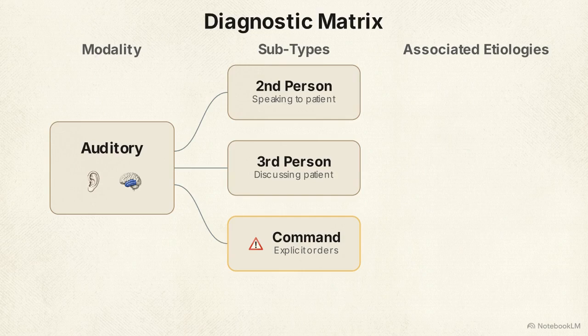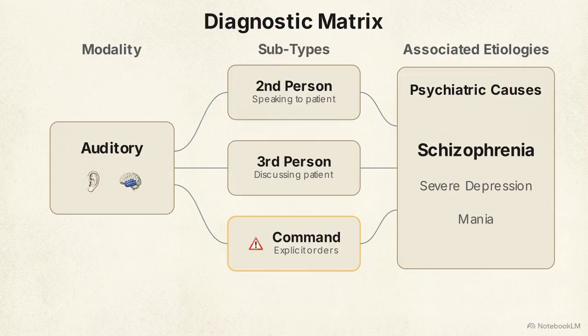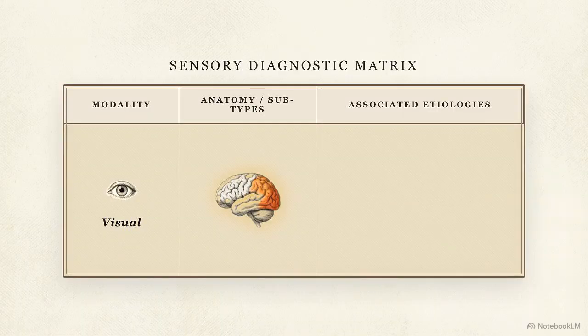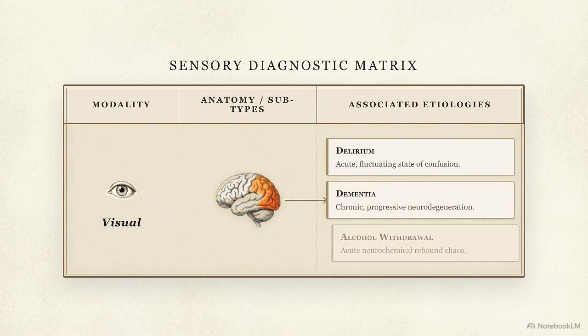This elevates the presentation to an immediate psychiatric emergency, requiring strict safety and containment protocols to prevent the patient from executing the command. Structurally, the entire auditory modality correlates heavily with severe psychiatric disorders. It is the hallmark symptom of schizophrenia, though it frequently presents in cases of severe major depression with psychotic features and acute mania. When a patient reports hearing voices, the initial assessment algorithm must immediately prioritize a thorough psychiatric evaluation and acute risk stratification.